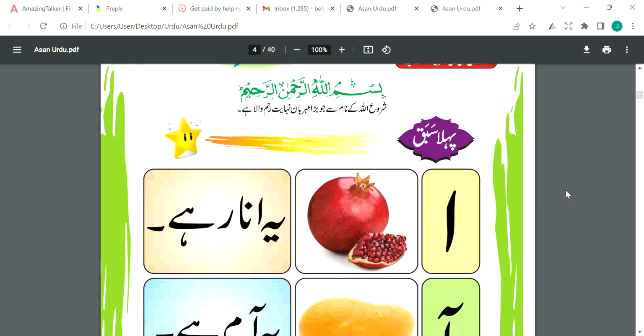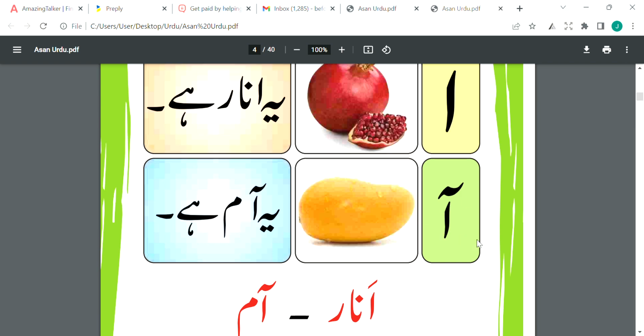As you can see on the screen, the fruit shown here is pomegranate. Pomegranate is called anar in Urdu. What is it? Anar. Now, how is the word constructed? Or what are the components of this word? Let's take a look.